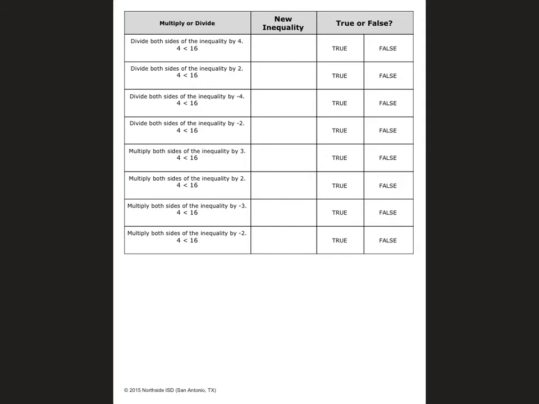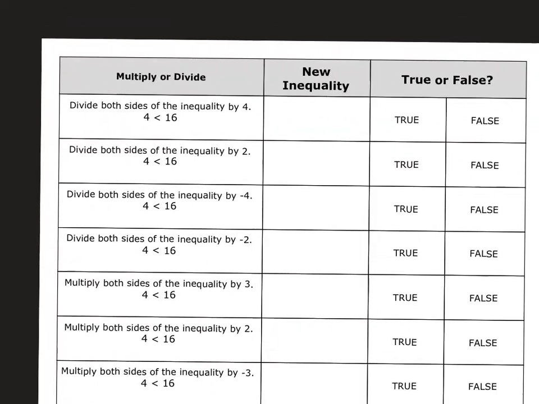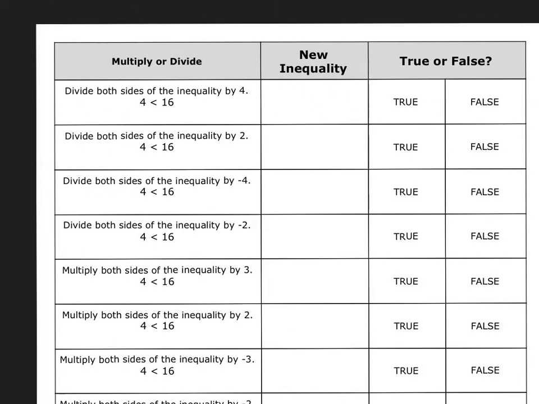We're going to stick to the same inequality, and we want to see if we get true or false statements. Now we're going to divide both sides by 4. 4 divided by 4 gives me 1, and 16 divided by 4 is 4. Is 1 less than 4? True. Now I'm going to divide by 2 on both sides. 4 divided by 2 is 2, and that is less than 16 divided by 2, which is 8. So we're still dealing with true inequalities.